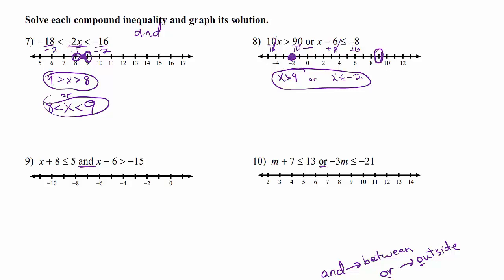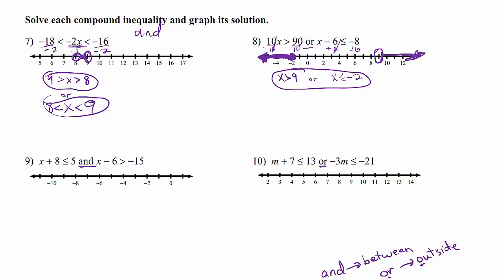And then as far as shading goes, since it's an or, we know that we should shade out. But also the inequalities tell us if we shade bigger than 9, that's to the right of 9. And then if we shade less than or equal to -2, that's to the left. So whether we say, oh, it's an or, so it's out, or whether we look at the inequalities, either way, we should be able to come up with which way to shade.